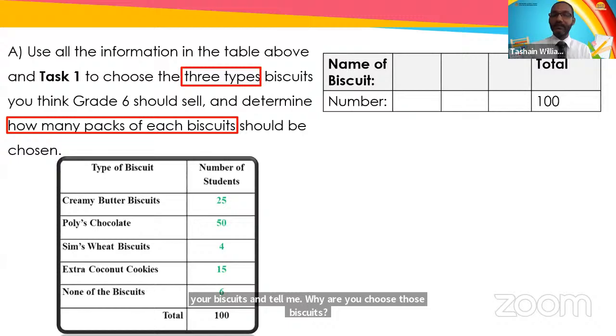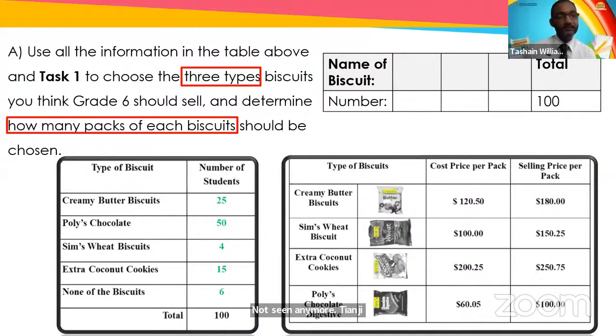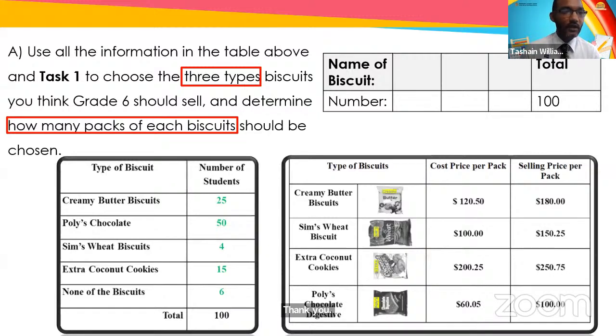I'm waiting. All right. I'm seeing Kimani Spence saying creamy butter biscuits. Cassidy saying Polly's digestive. Not seeing anymore. Tiandre Carty says 50, 25, and 25. But Tiandre, you need to tell us which three biscuits you would choose. But she's showing us how she would break it up. All right. And that is smart thinking.